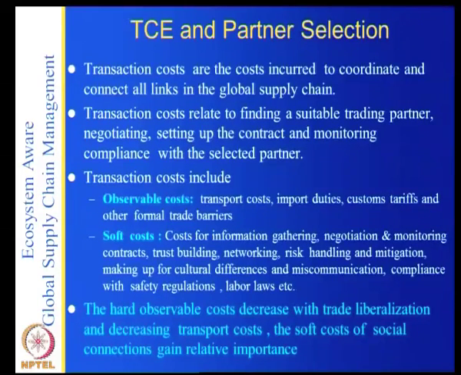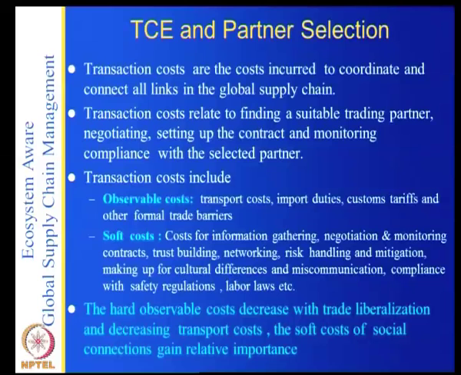There are also hidden costs like information gathering, negotiation and monitoring of contracts, trust building, networking, risk handling and mitigation, making up for cultural differences and miscommunication, compliance with safety regulations, labor laws and so on. So, they are all the soft costs that come. The hard observable costs decrease with trade liberalization. The observable costs are transport costs, import duties and so on.